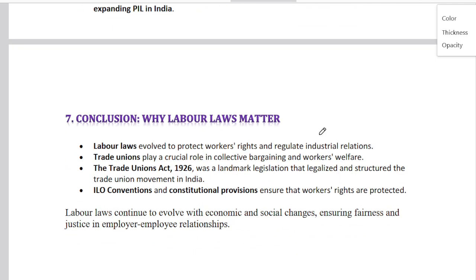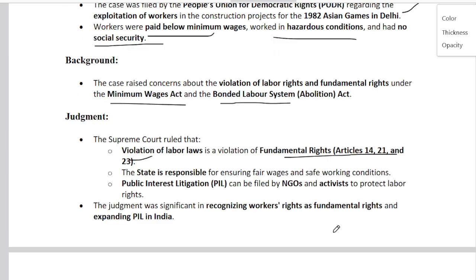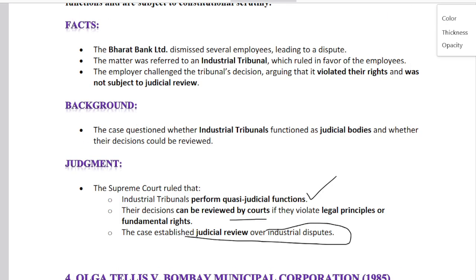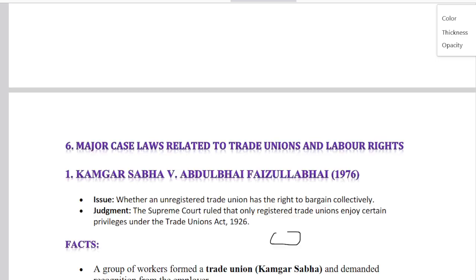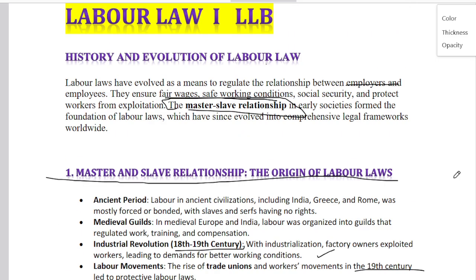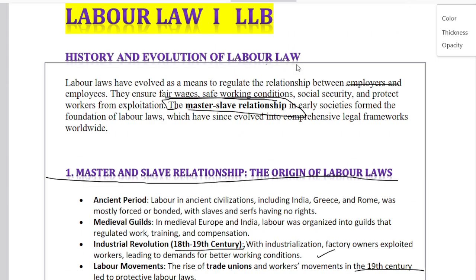matters. Labor law evolved to protect workers' rights and regulate industrial relationships, and trade unions play a crucial role in India in collective bargaining and workers' welfare. The Trade Union Act 1926 was landmark legislation that structured the trade union movement in India. ILO conventions and constitutional provisions ensure that workers' rights are protected. I hope I have given you a brief introduction and explanation about what labor law is, and the evolution and history of labor law.